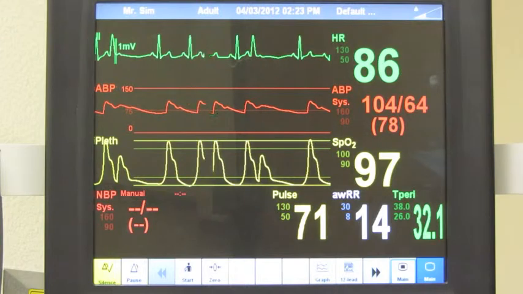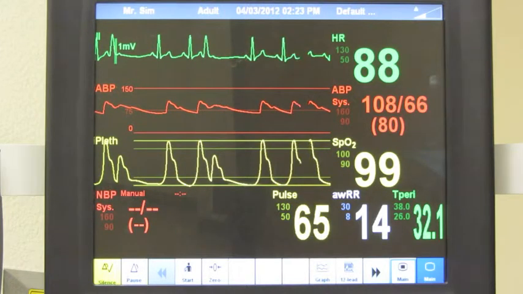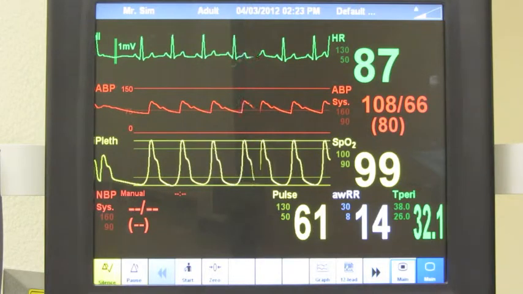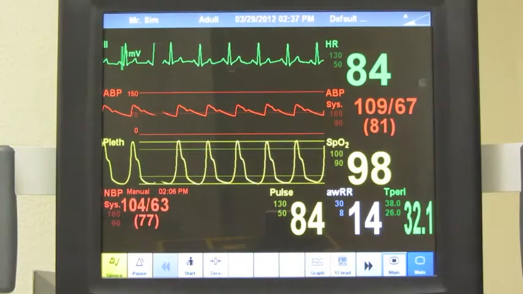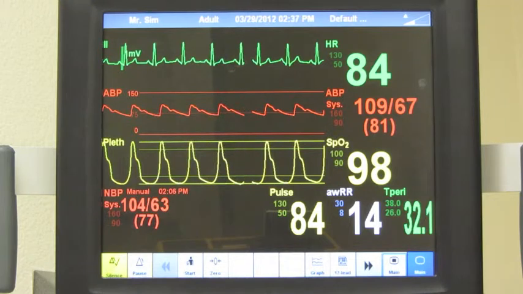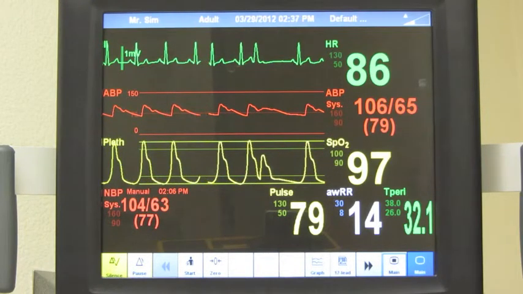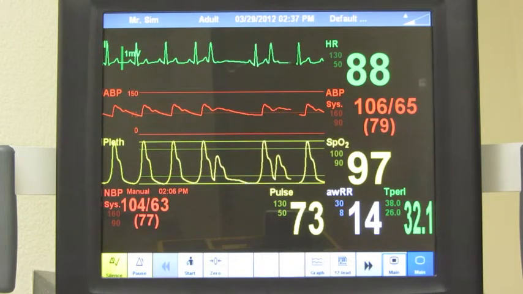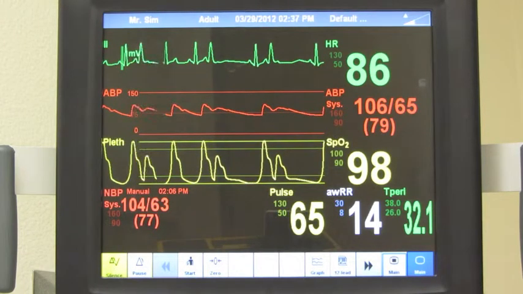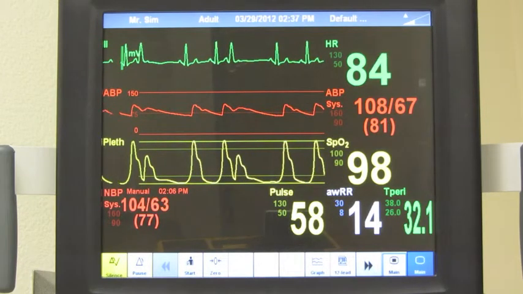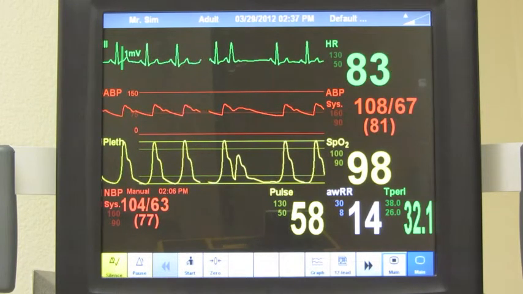PVCs are often benign and of low concern when they occur less than 6 times per minute in an individual who normally has these. Less than 6 PVCs per minute are often seen in normal individuals who are exercising at high heart rates. These PVCs are often chronic in nature and don't change with activity. PVCs are much more cause for concern in the following situations.